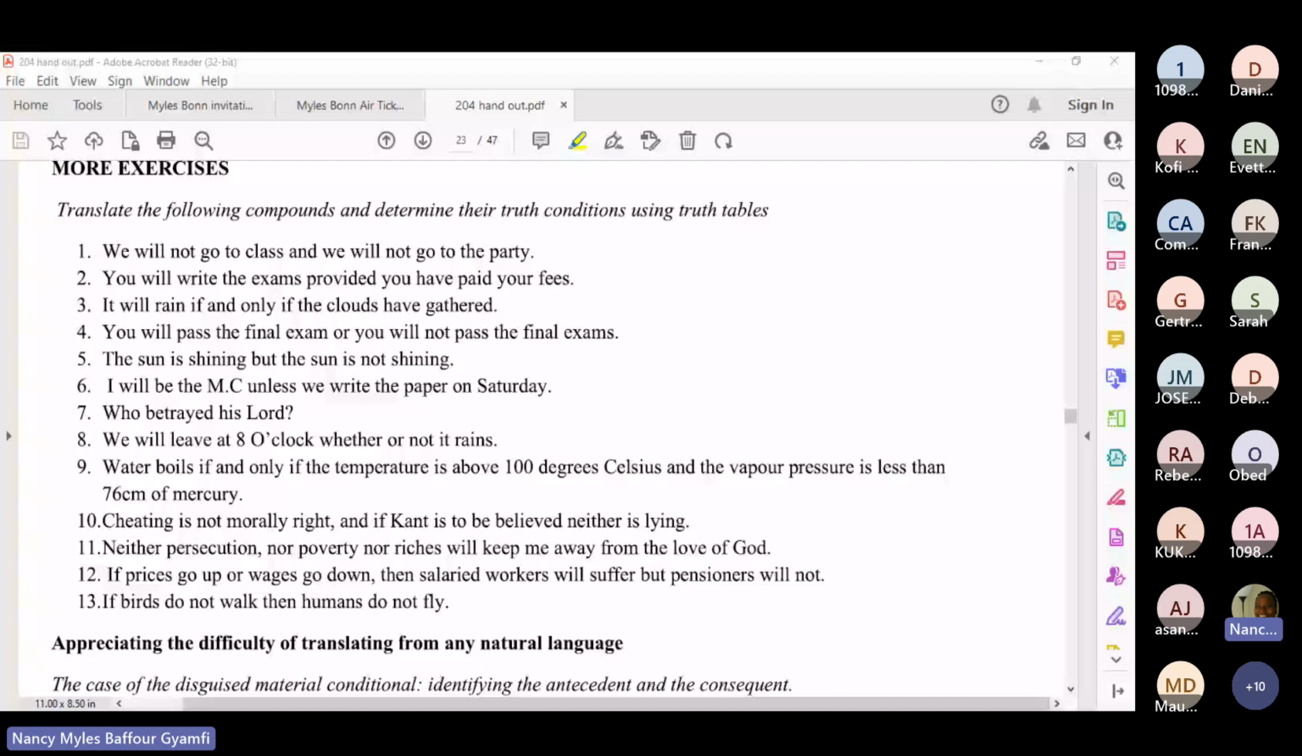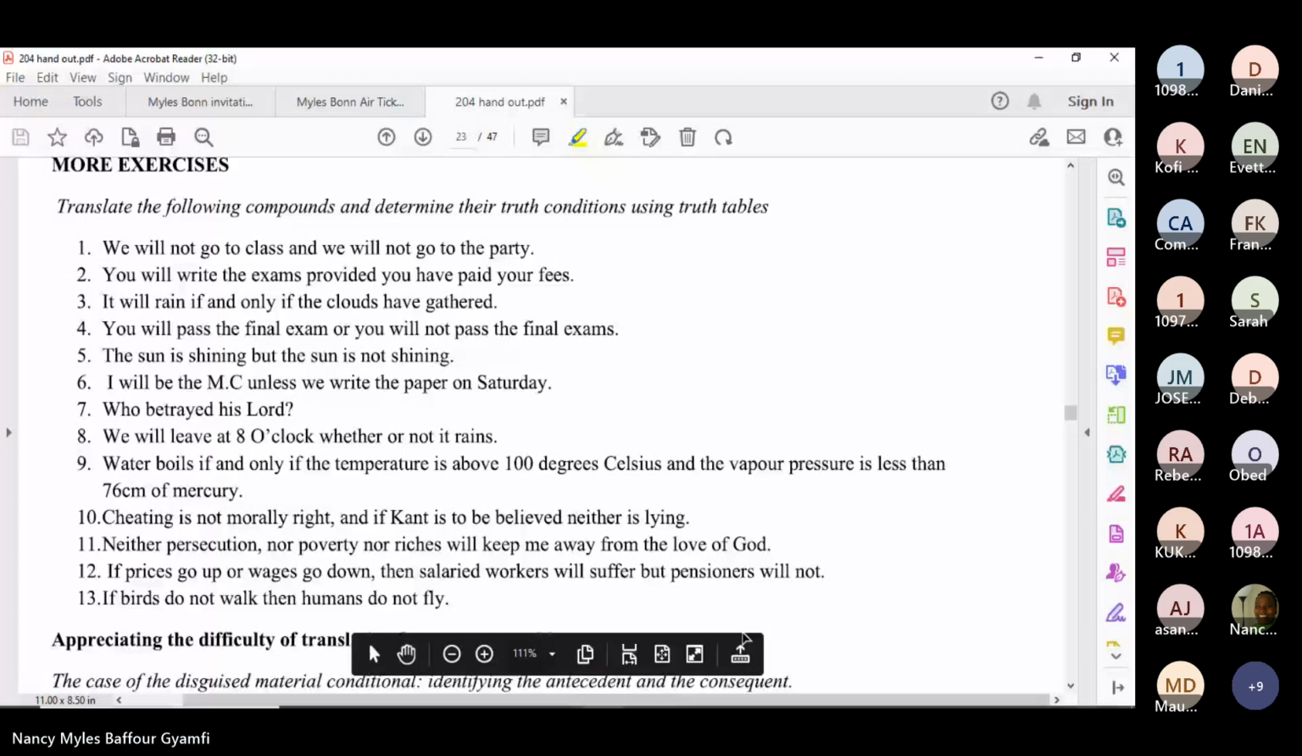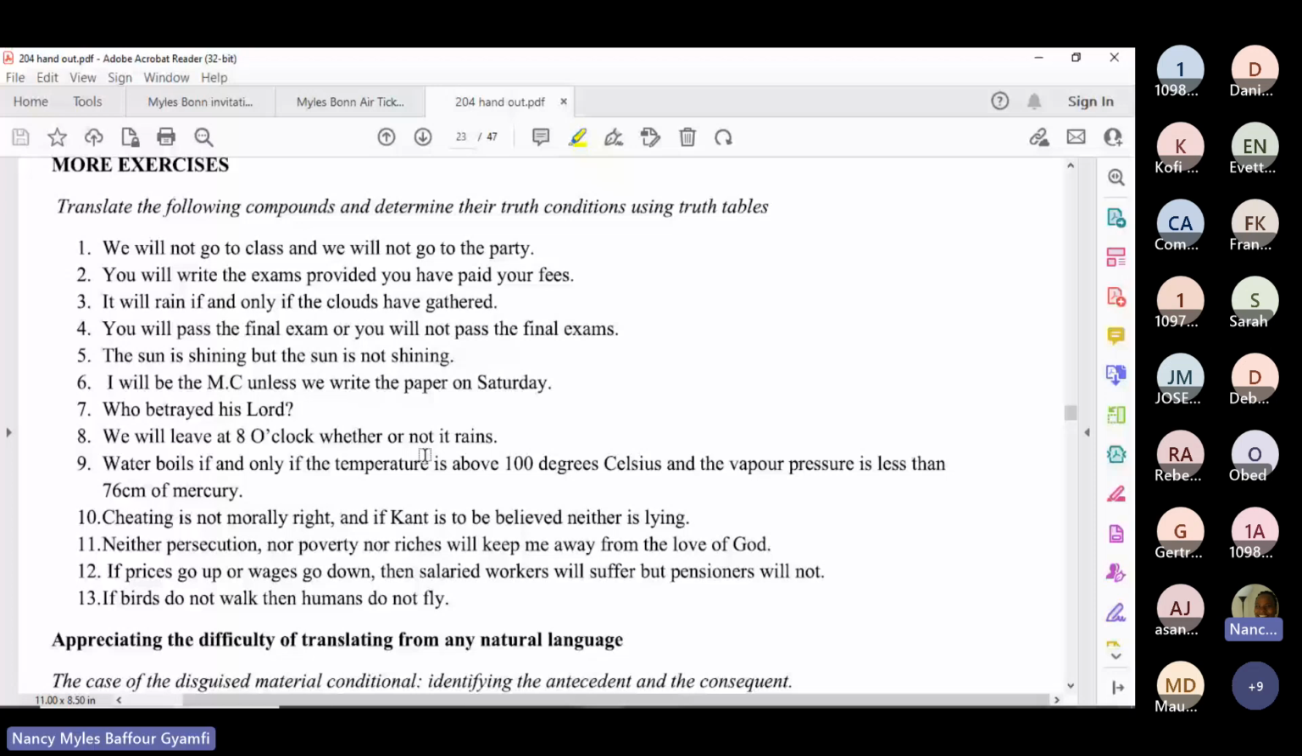Back to our translations. Is there a question, Deborah? Please ask. Madam, please, with the question: we will leave at 8 o'clock, whether or not it rains. You can say, if it rains, we will leave at 8 o'clock. It doesn't have only one answer, it depends on how you translate it. I can be saying the same thing in different ways. If it rains, we will leave at 8 o'clock, or if it does not rain, we will leave at 8 o'clock. That's one way of saying it.